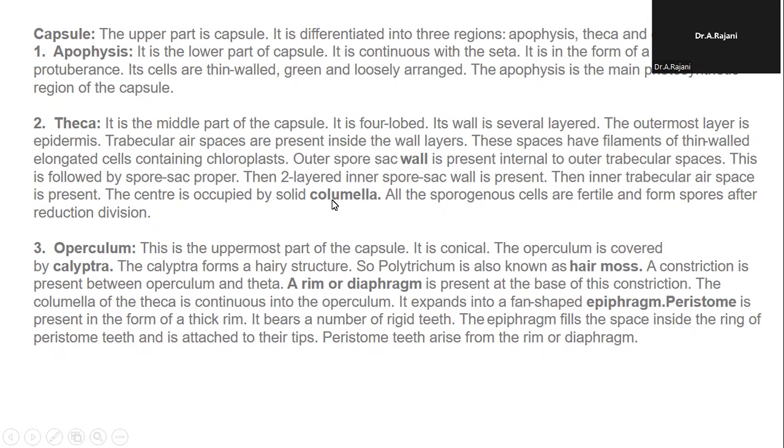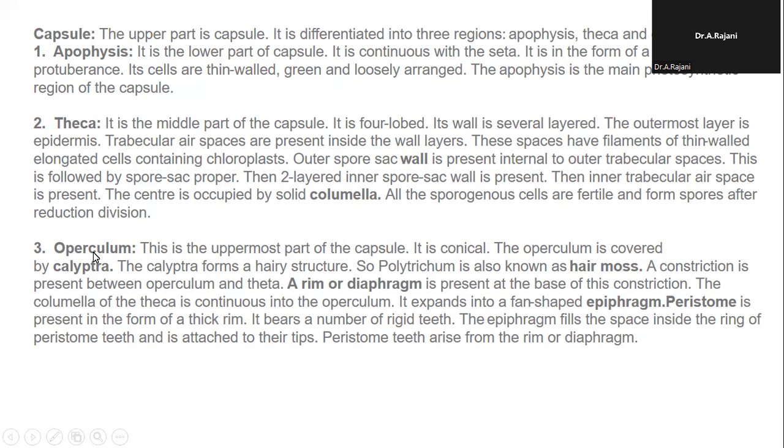Now in the central part of the capsule or the theca, we have the columella. This columella is multicellular and consists of long elongated structures which play a role in conduction. On either side of the columella, we can see the spore sac, which is filled with sporogenous cells, and these sporogenous cells on maturity undergo reduction division and form the spores as spore tetrads.